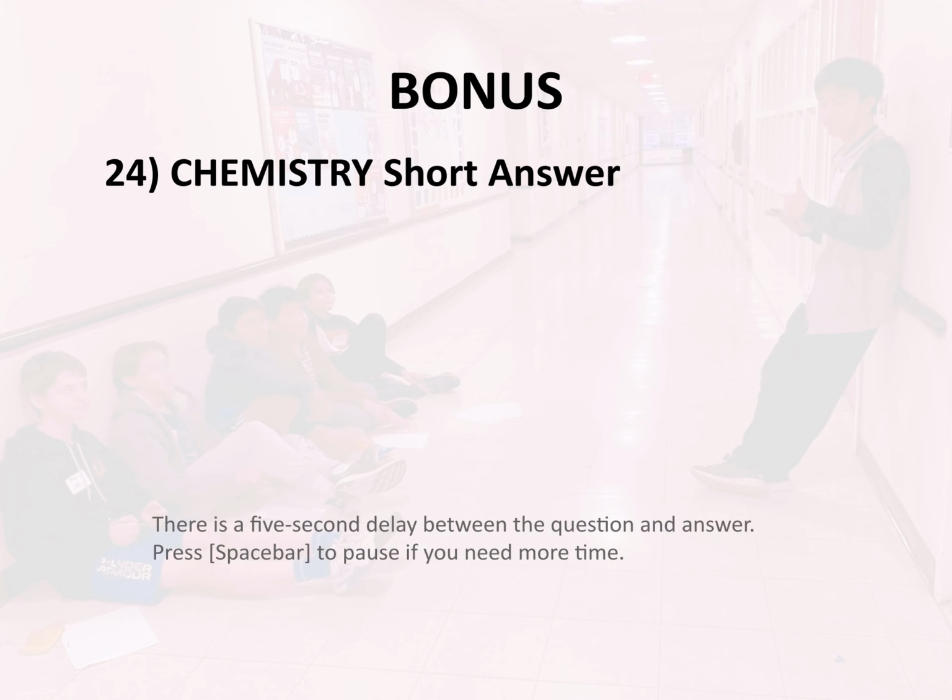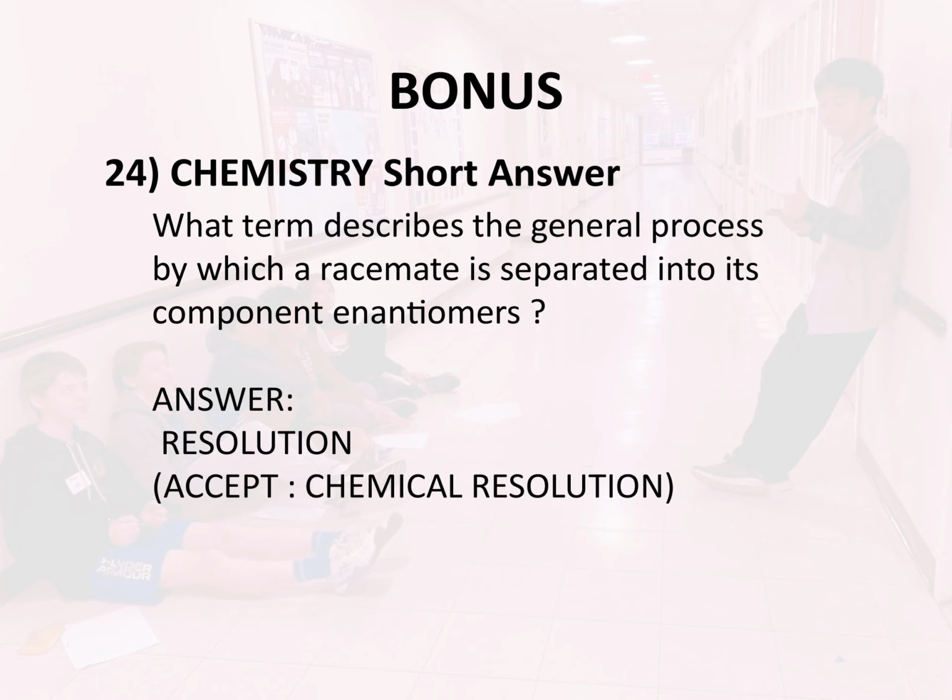Bonus 24. Chemistry. Short answer. What term describes the general process by which a racemate is separated into its component enantiomers? Answer: Resolution.